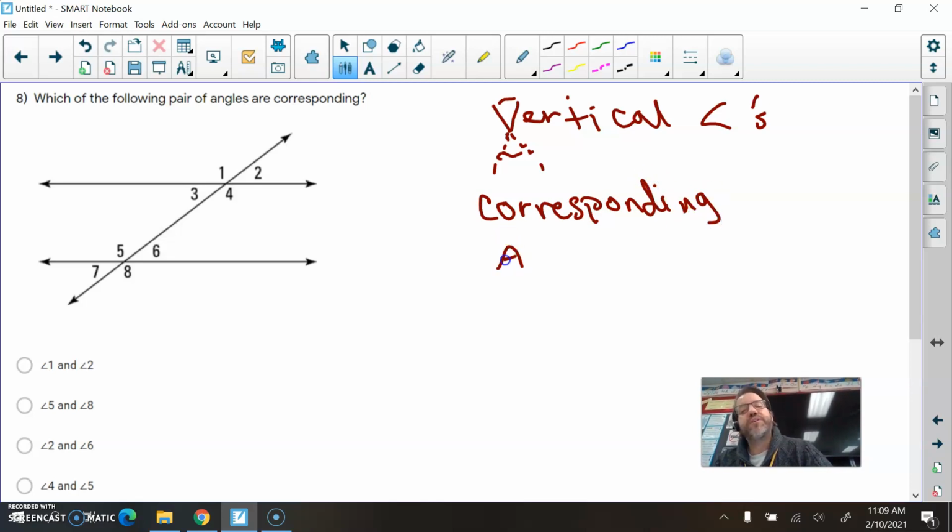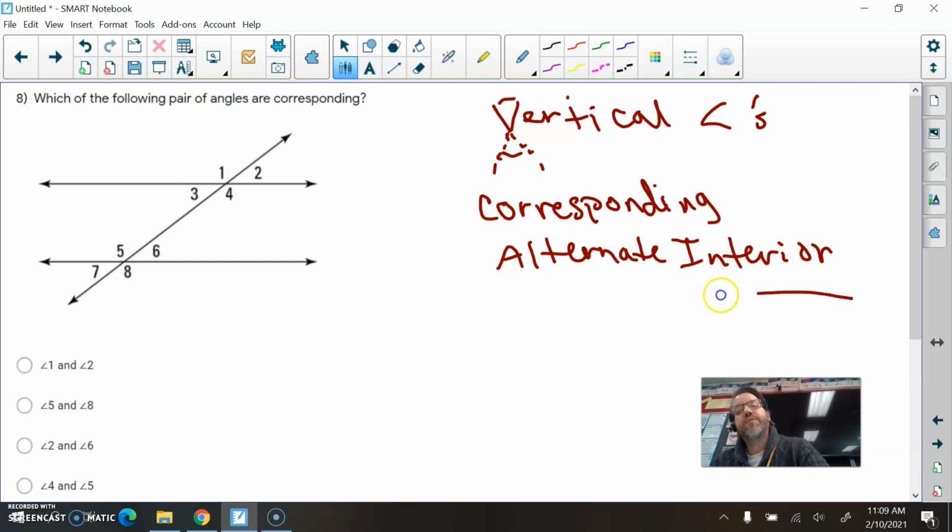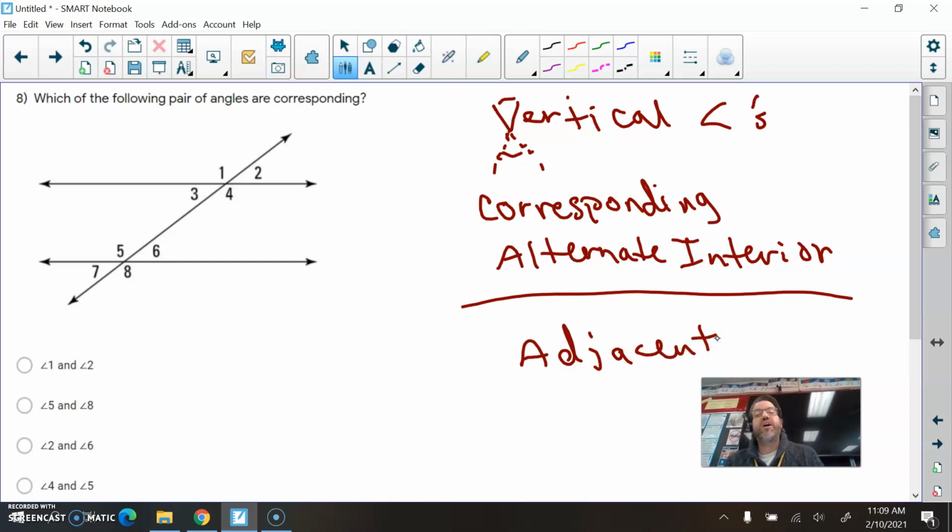We talked about alternate interior angles as well. We also talked about adjacent angles, but those are a little bit different. Vertical, corresponding, and alternate interior angles are always congruent. Like vertical angles would be like angles 1 and 4, 2 and 3, 5 and 8, 6 and 7. Those are all vertical to each other.